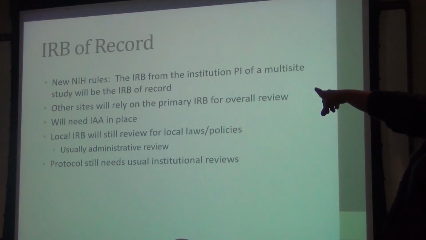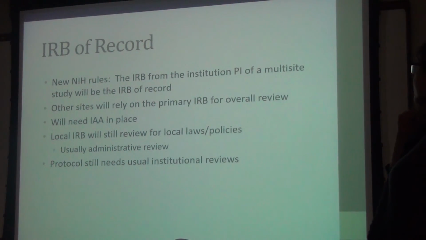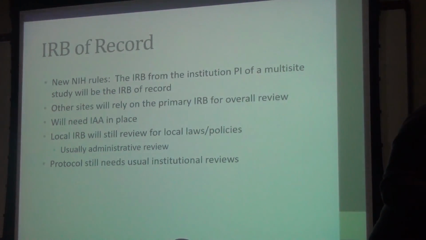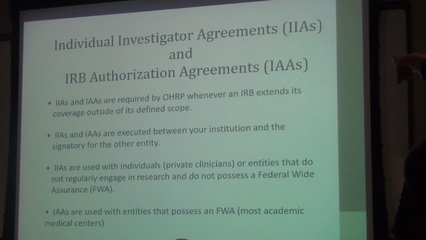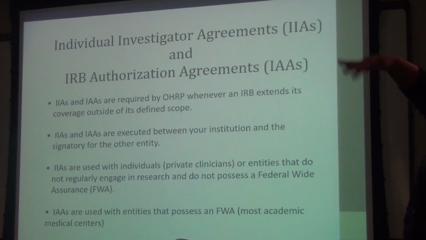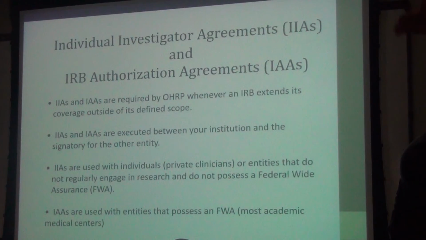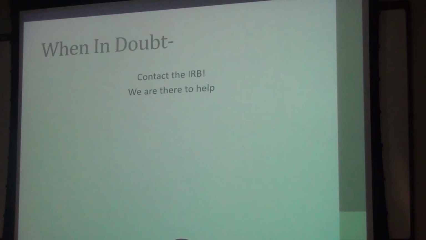You will need an institutional agreement in place. The local IRB will still review, and protocol still needs the usual. You still need to go to the CRU. You still need to go through all the layers that are put in there. Why? Because it's cheap. So, IRB authorization agreements are the IAAs, and that's between medical centers. The IIAs are individual investigator agreements. That's for like people who are not associated with the medical center. Like you have a practice out in rural Roxborough that you want to recruit from, then you use your IIAs. But those are easy to get, and almost on time.